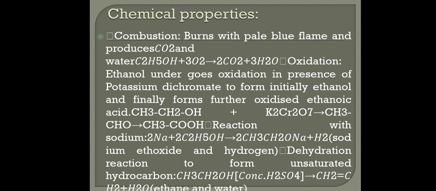Now the chemical properties. Combustion: burns with pale blue flame and produces carbon dioxide and water. That is the reaction. C2H5OH plus 3O2 gives 2CO2 plus 3H2O. Second is the oxidation reaction. Ethanol undergoes oxidation in the presence of potassium dichromate to form initially ethanal and finally forms further oxidized ethanoic acid. CH3CH2OH plus K2Cr2O7, that will give ethanal, that is CH3CHO, and ultimately that converts into CH3COOH.